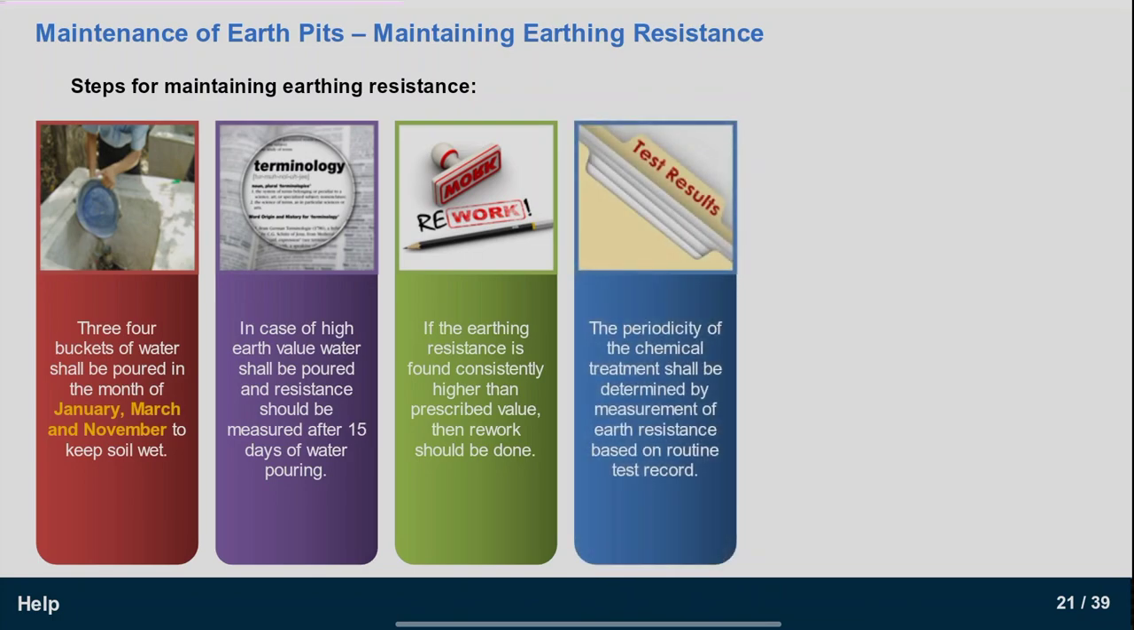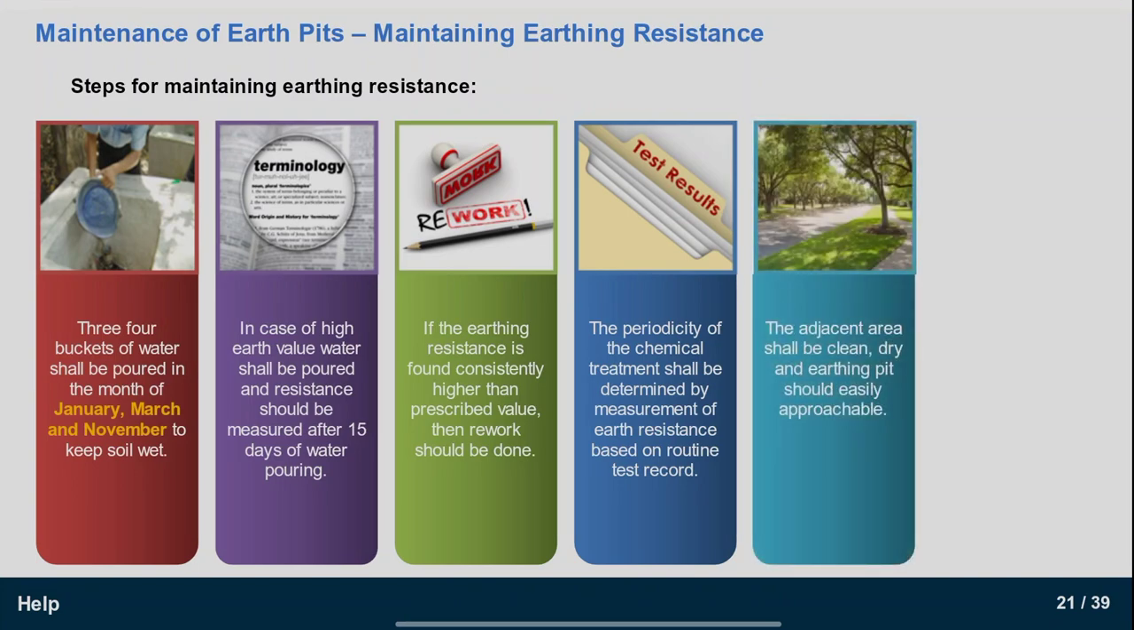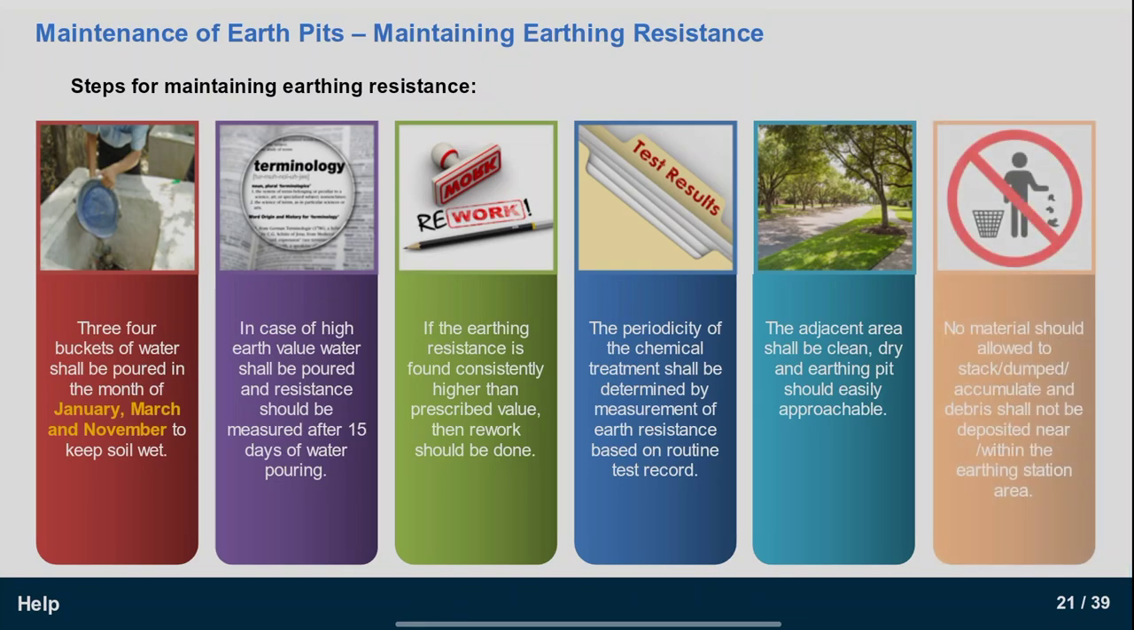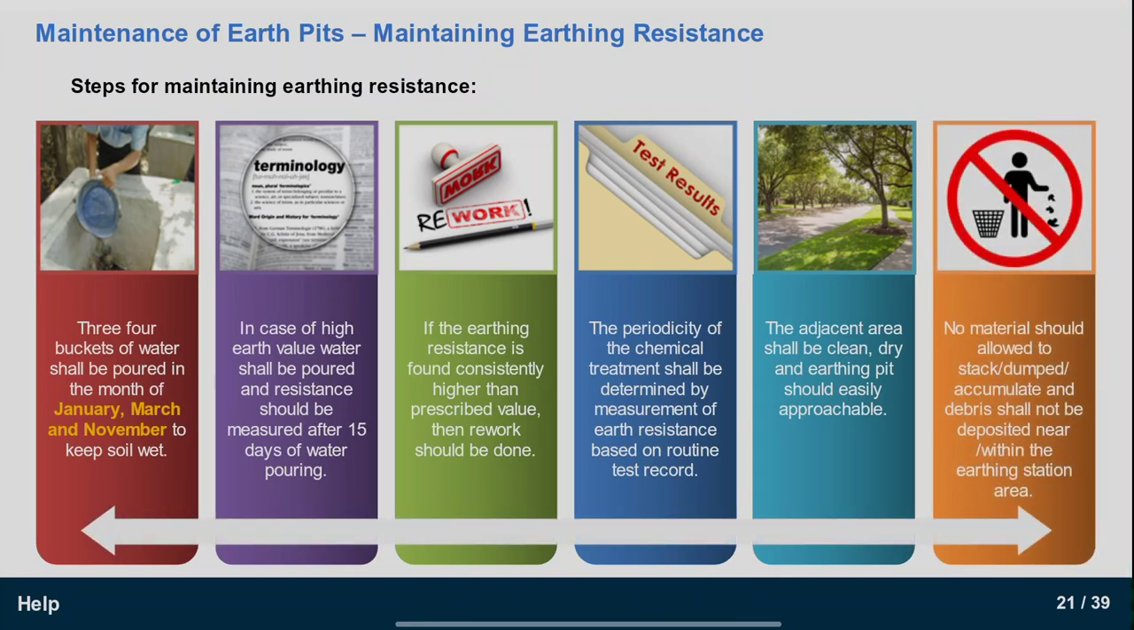The periodicity of chemical treatment shall be determined by measurement of earth resistance based on routine test record. The adjacent area shall be clean and dry, and the earthing pit should be easily approachable. No material should be allowed to stack, dump, or accumulate, and debris shall not be deposited near or within the earthing station area. That was the end of this topic. Time now for a quick review.